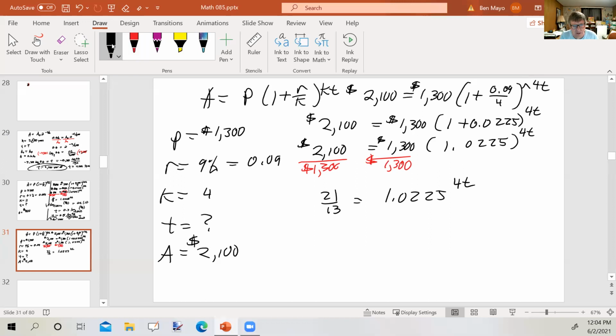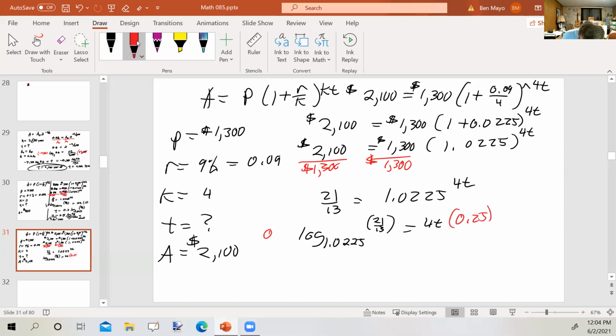We're trying to solve for t, which is an exponent. We'll change this to a logarithmic equation. Log base 1.0225 of 21/13 equals 4t. I could divide both sides by 4, which is the same thing as multiplying both sides by 1/4, which is the same thing as multiplying both sides by 0.25. And again, why am I doing that? It just makes it easier to punch into the calculator.